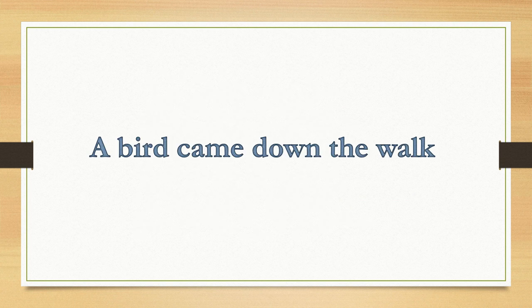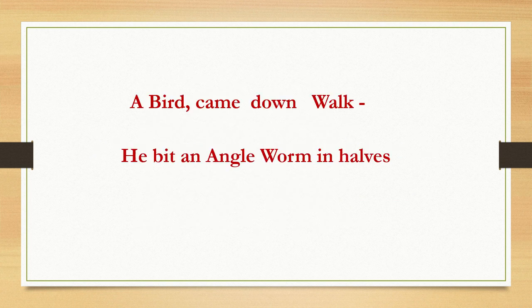A bird came down the walk. In this poem, there are 2 meters. There are 5 stanzas in this poem, 4 lines in each. In every third line of the stanzas, it is in another meter, and the rest of the lines are in another meter.